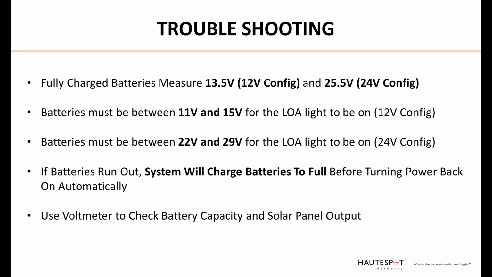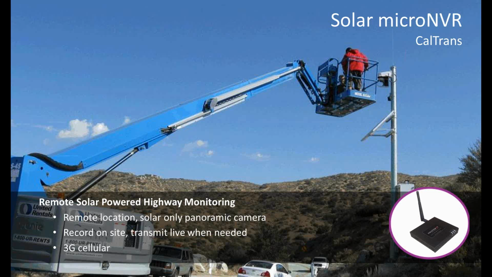Again, that voltmeter is going to be your best friend to check battery capacity and solar panel output. So we'll get into some projects here. Here's a very simple one, a remote micro NVR with a PTZ camera housed in a .works enclosure. We had our remote power solar kit powering that device. There was a 3G, 4G cellular modem attached to the micro NVR, so this was a completely automated, solar powered system that could be controlled over the internet by the Caltrans staff.